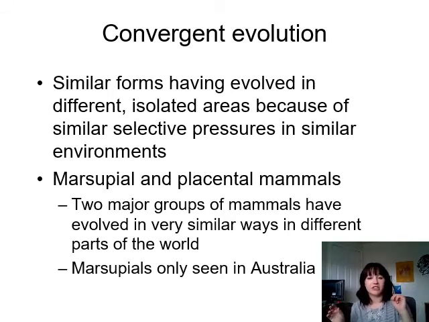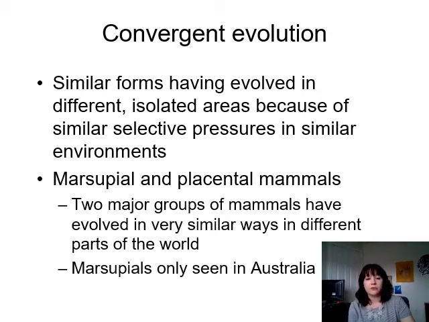Our second condition of natural selection is that the environments are what shape which traits are advantageous and which ones aren't. And so even though these do not have a recent common ancestor, they're not closely related, they look very similar. And when you look at the environments where they grew up, even though they're far away, they actually look quite the same. And a great example of this can be seen when you compare marsupial and placental mammals.